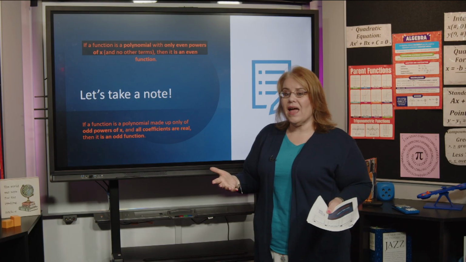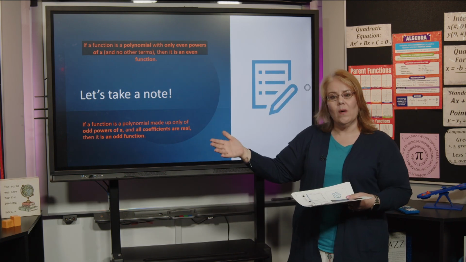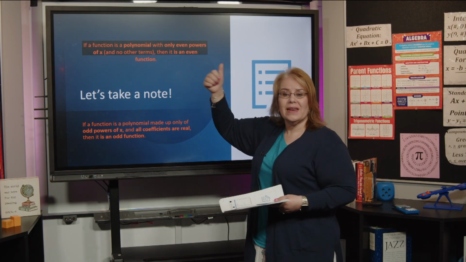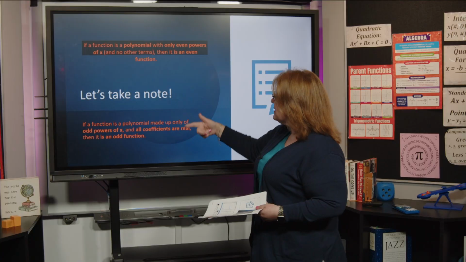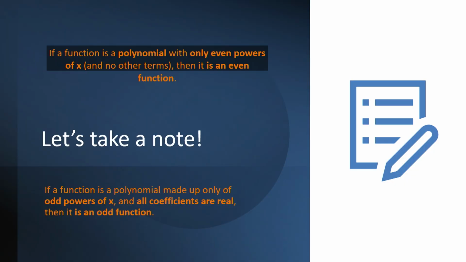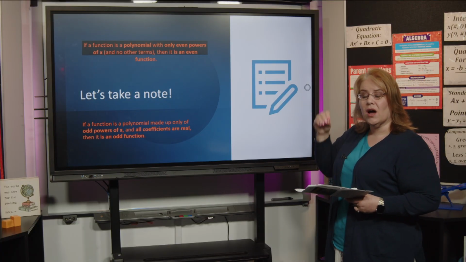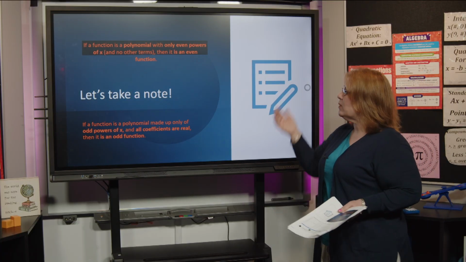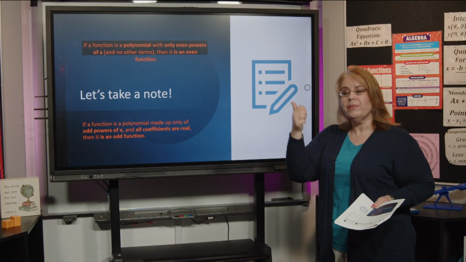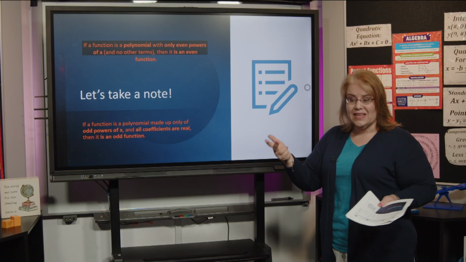If we don't have the graph and we just have an equation, this is going to help us determine even, odd, or neither. So then it says if a function is a polynomial made up of only odd powers of x and all coefficients are real, that is important, then it's an odd function. We want to make sure that we've got these two notes down on our notes page or wherever we're taking notes, because these two are going to help us determine if it's even, if it's odd, or if it's neither. So here we go.